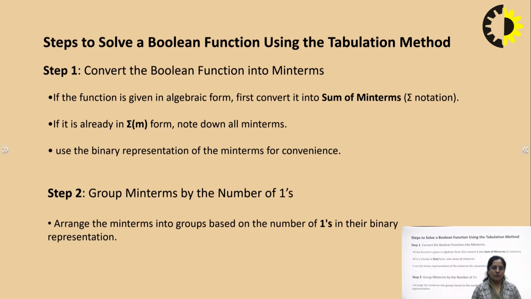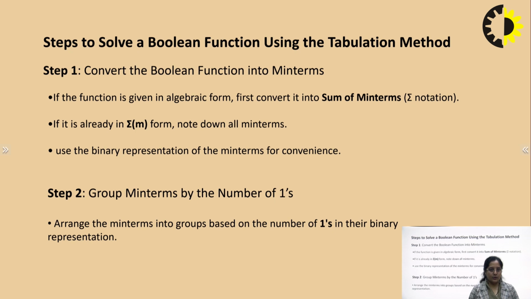Second step, we have to make groups of those min terms considering the number of ones present in that particular min term. For example, if we say 2, we first write the binary representation of 2, that is 0010, and in it the number of ones present is single, so it comes into the second group.